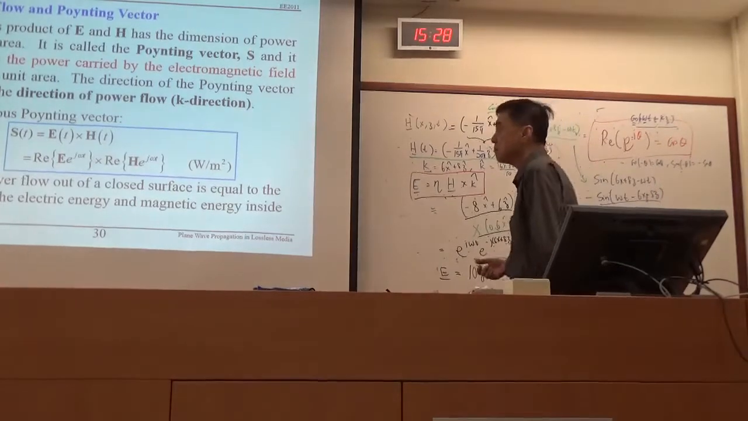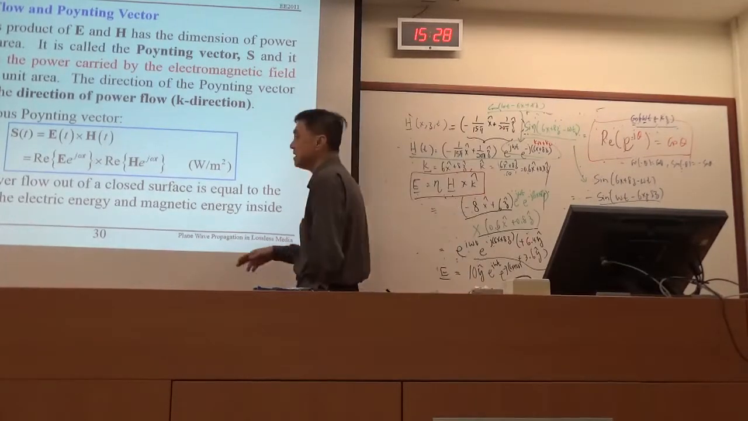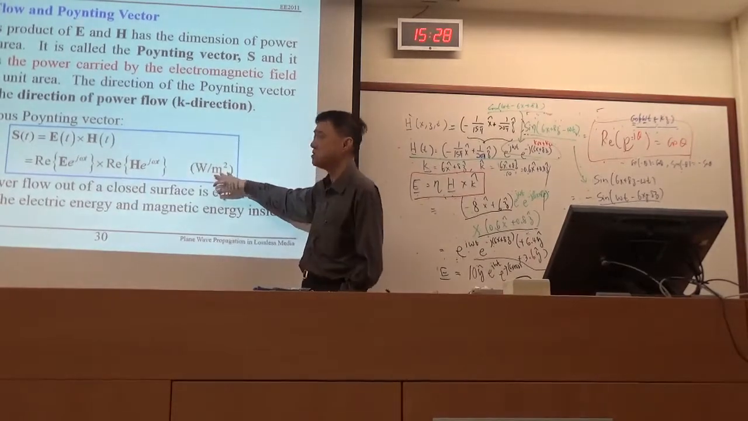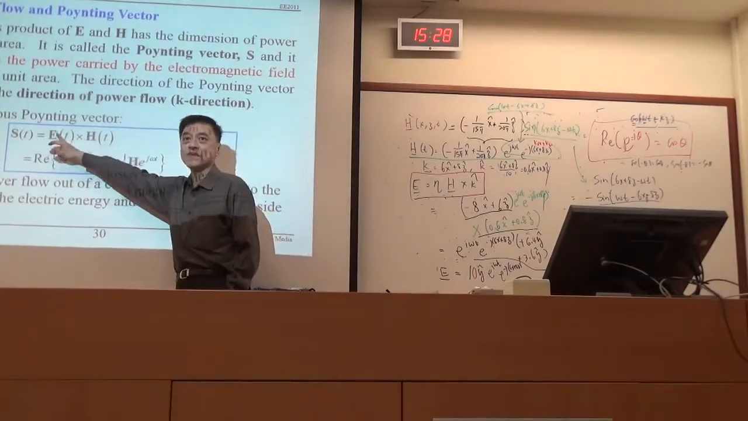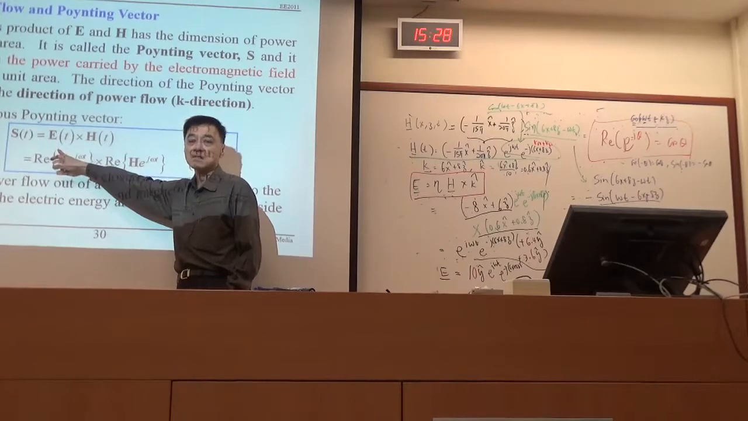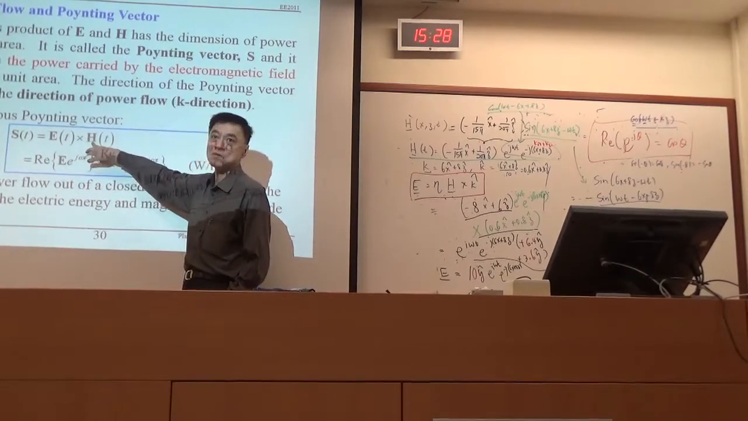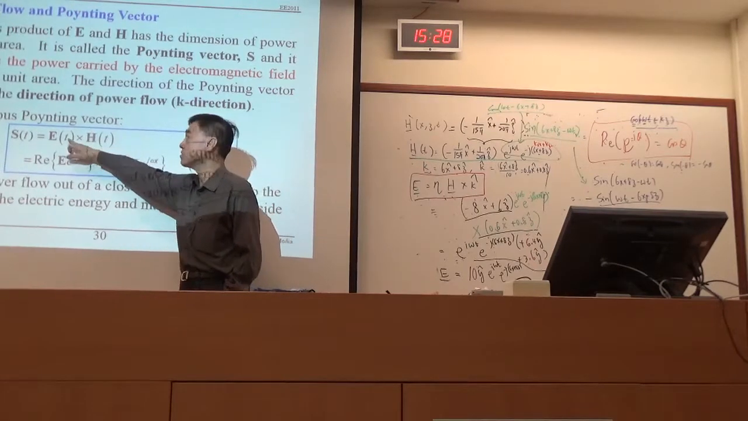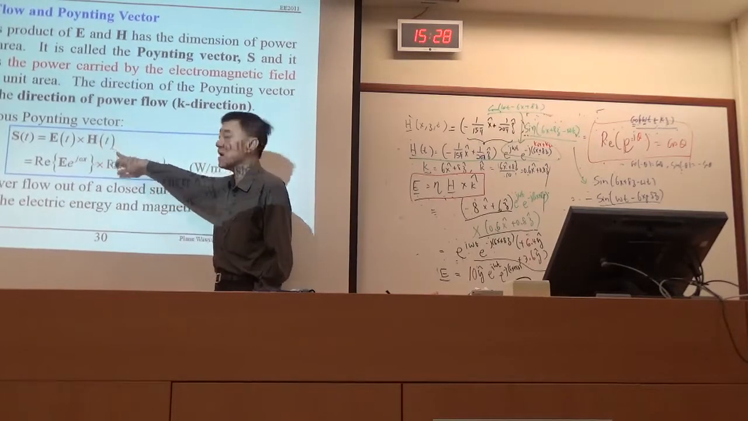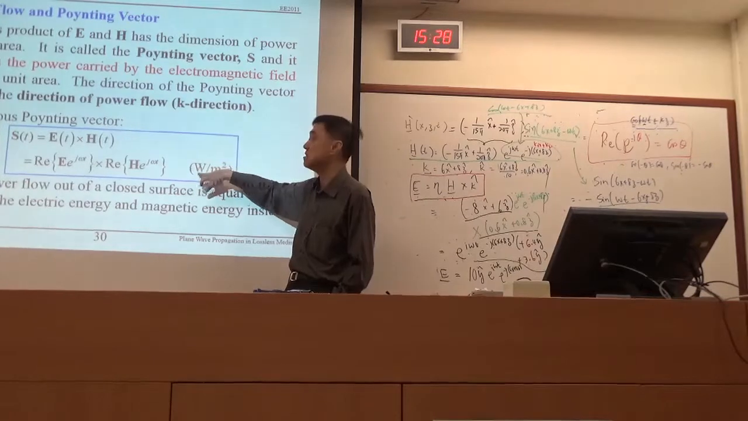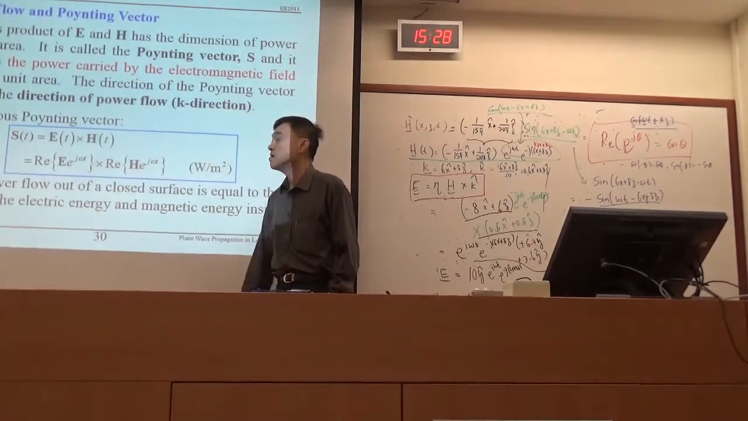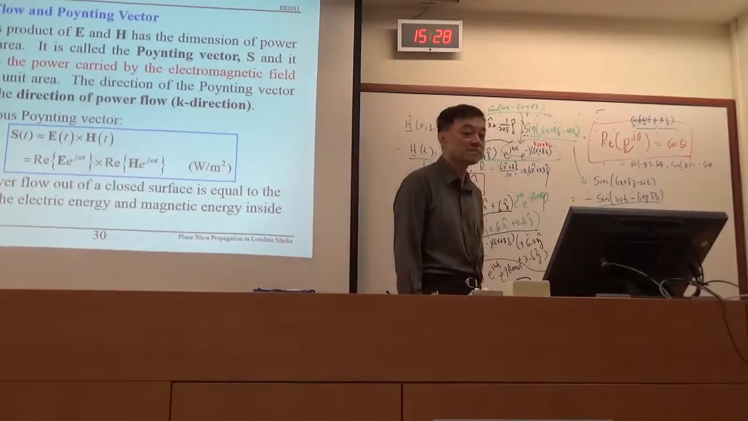Now, the Poynting vector, on the other hand, is our power density. Why? Because E is equal to V over d, and H is also equal to I, amperes per meter. This is volts per meter, this is amperes per meter. So it ends up in watts per meter squared. So the Poynting vector is actually E times H.